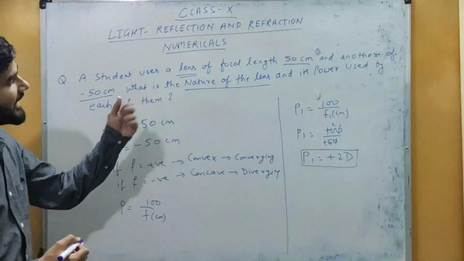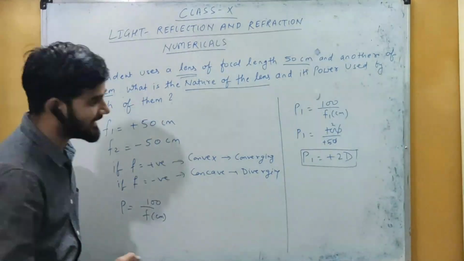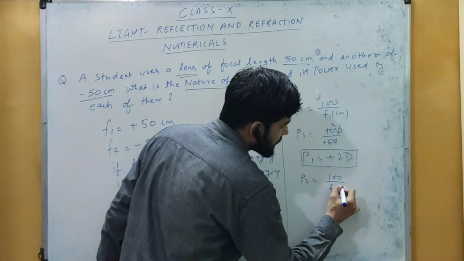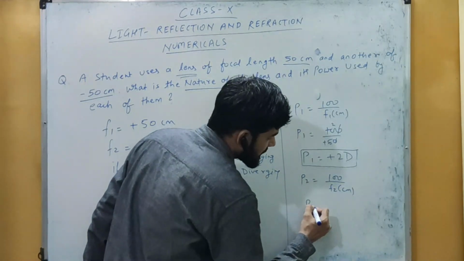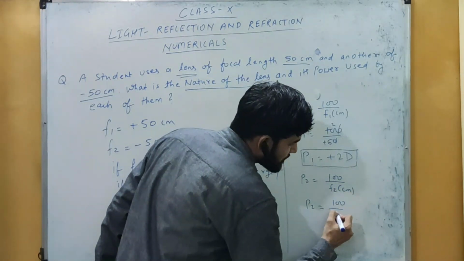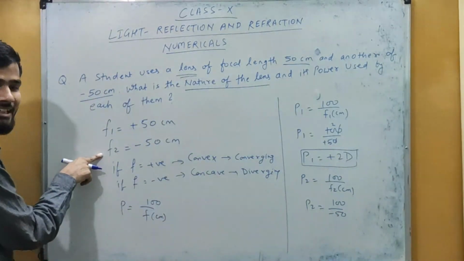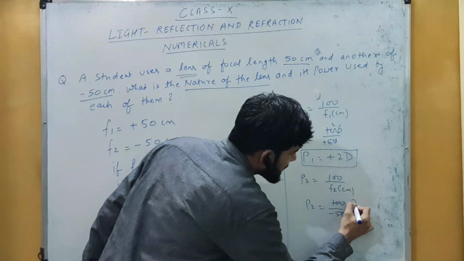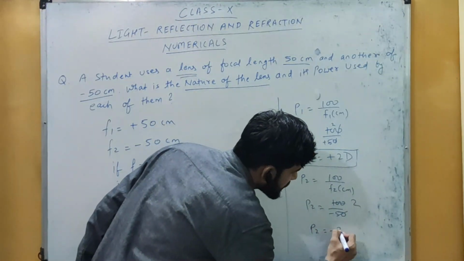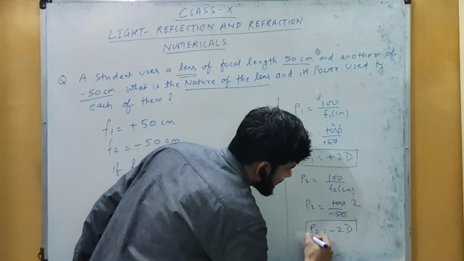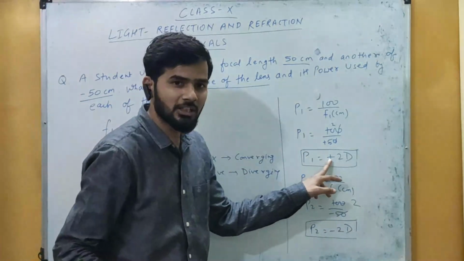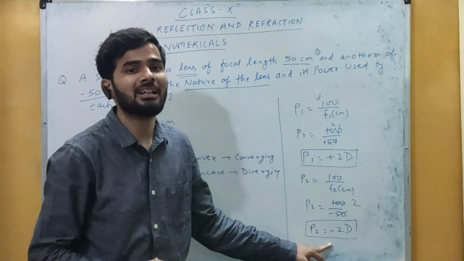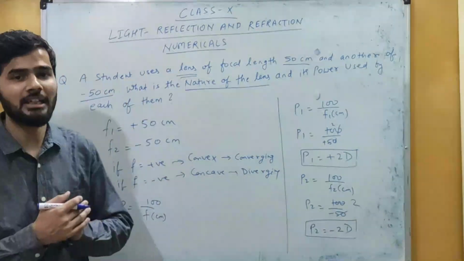Okay, now we'll again find the power for the second lens. So P2 equals 100 by f2, which is in centimeter. This P2 is equal to 100 by minus 50, because for the second its focal length is minus 50 centimeter. So it will be again 2, but P2 is equal to minus 2 diopter. Here if power is positive, it means it's a convex lens, and if power is negative, it means it's a concave lens. So in this way you can solve the numerical.